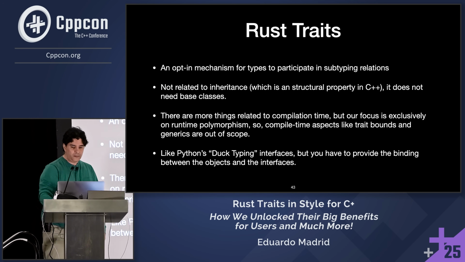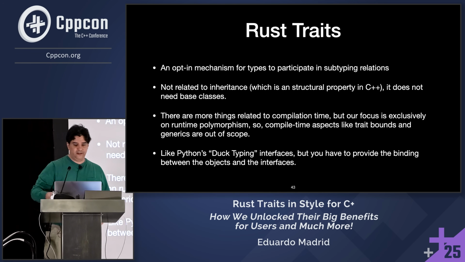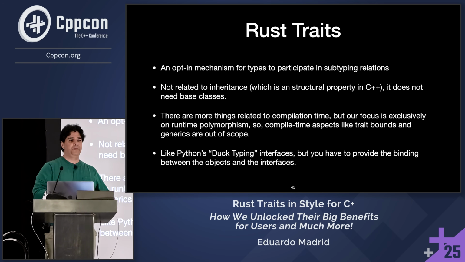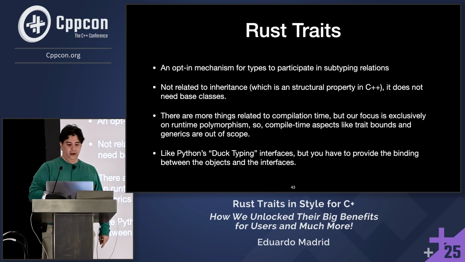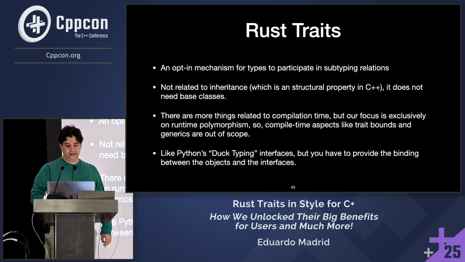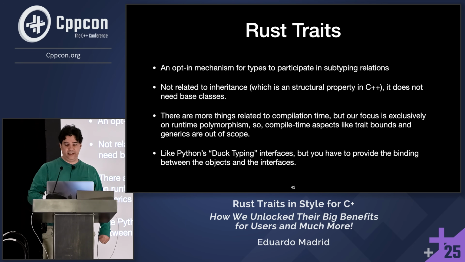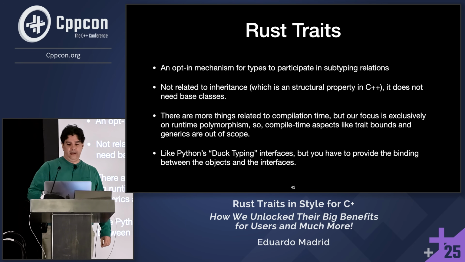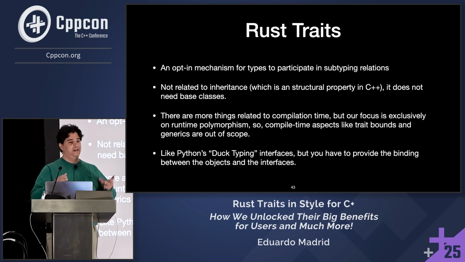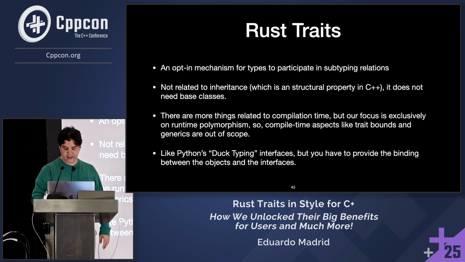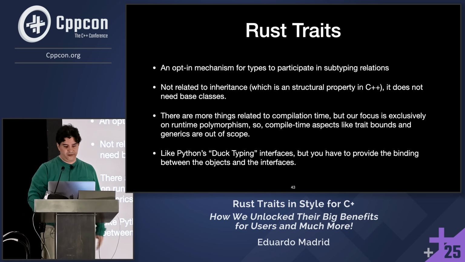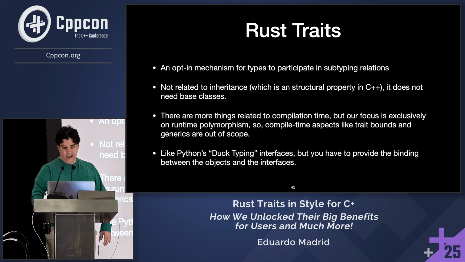So what are Rust traits? An opt-in mechanism for types to participate in subtyping relations. This is not related to inheritance, which is a structural property in C++. It does not need base classes. It does not need the wrappers. So those things are absent from the universe of problems that we have.